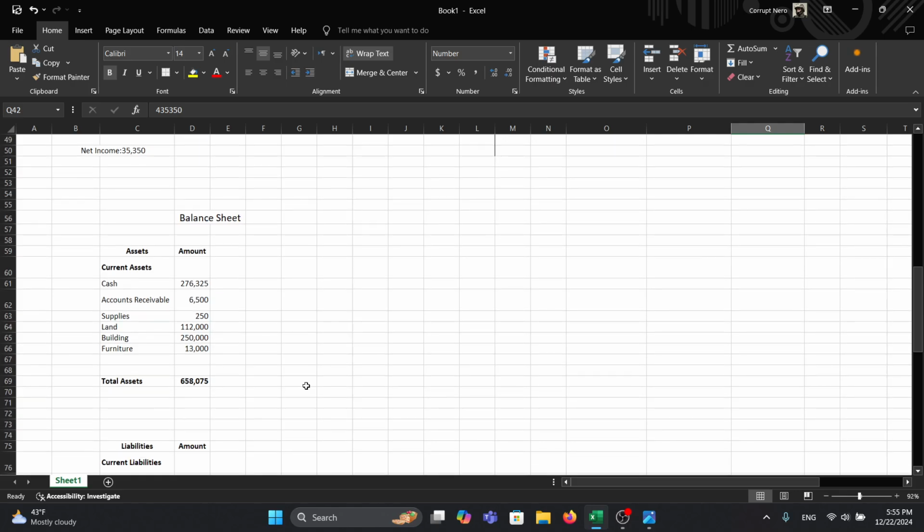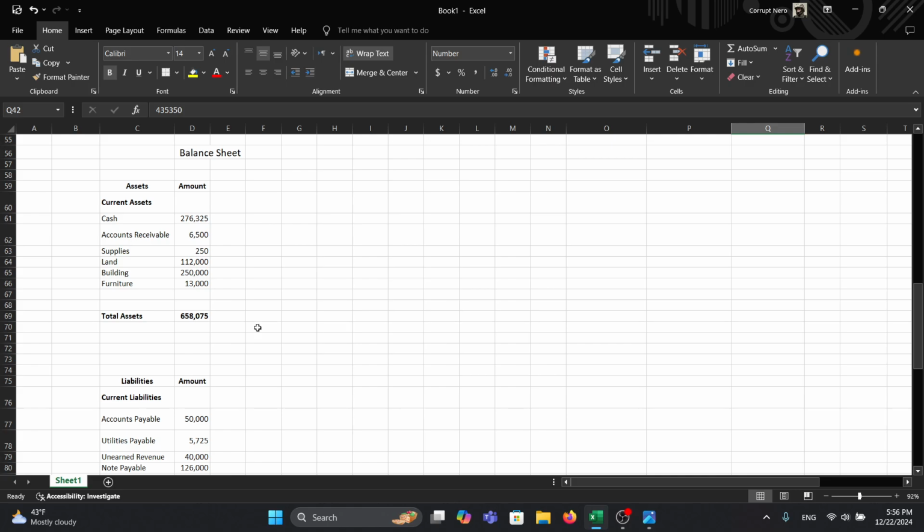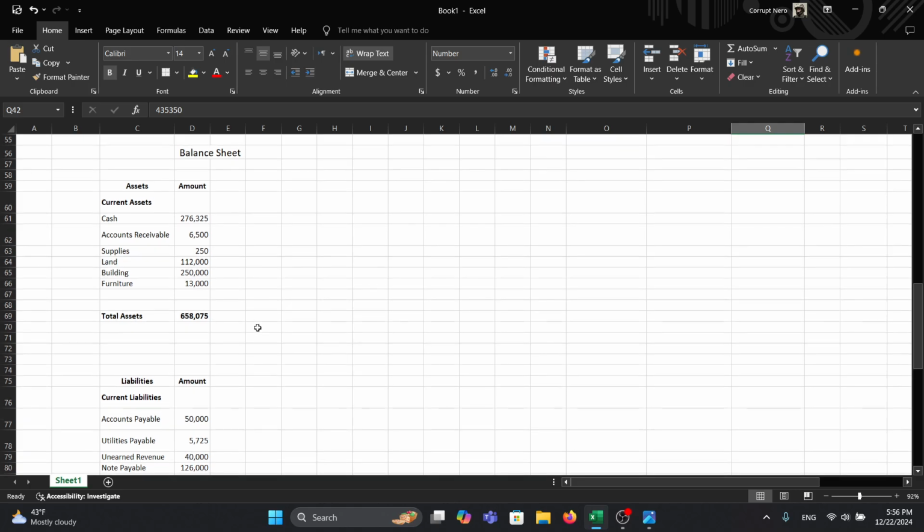Lastly, we have the balance sheet. The balance sheet is almost the same as the trial balance. You're just going to write down the assets, liabilities, and owner's equity separately. Assets are like cash, accounts receivable, supplies, land, building, furniture. Assets are basically anything that you have. Liabilities, on the other hand, are basically anything that you have to pay, and unearned revenue is also in liabilities. So you're just going to write these down separately from assets.